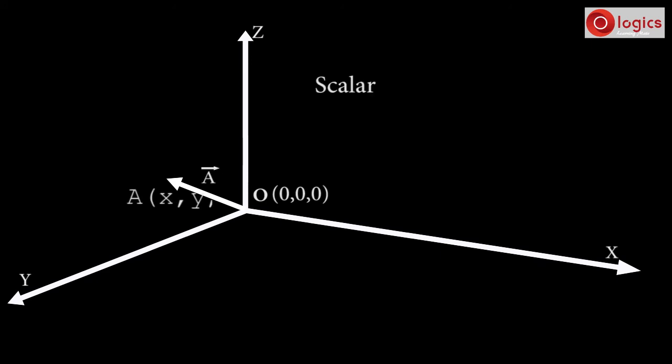Let us take a scalar. As you know, scalar has only magnitude. Let us say n. Now let us multiply vector with scalar. Vector is A bar and scalar is n. The resultant of this multiplication is also a vector. Let us say B bar.